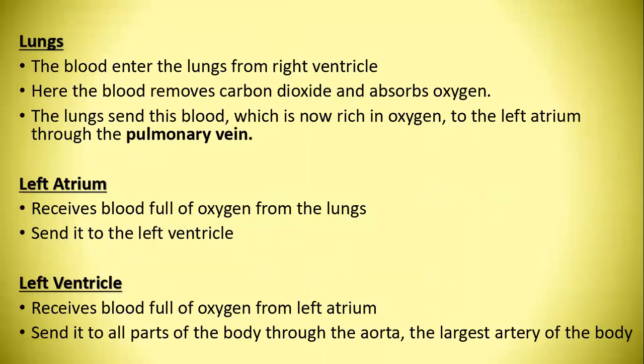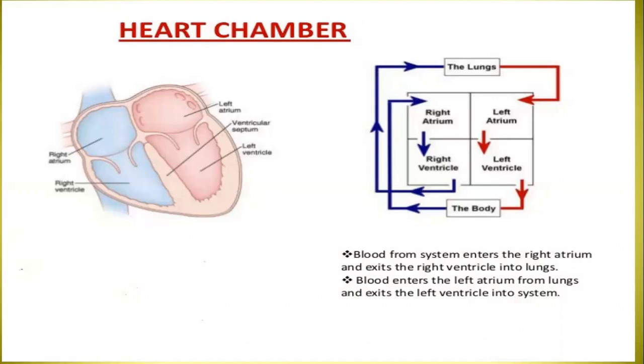The lungs send this blood, which is rich in oxygen, to the left atrium. The left atrium receives oxygenated blood from the lungs and sends it to the left ventricle, and the left ventricle sends oxygenated blood to all parts of the body.